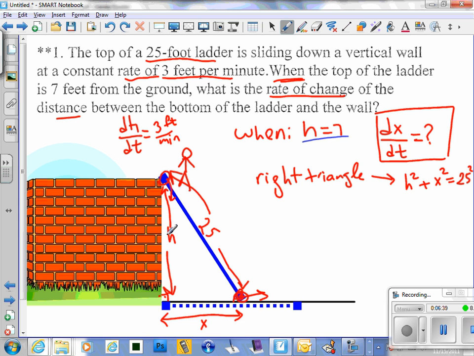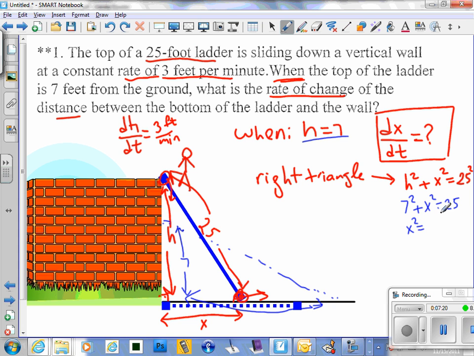One thing is important. When the ladder is like this, while h is equal to 7, let's try to understand what x is going to be. What is this length going to be? Let's just plug in h equals 7 here and try to find x: 7 squared plus x squared equals 25 squared. To find x squared, let's do this math.